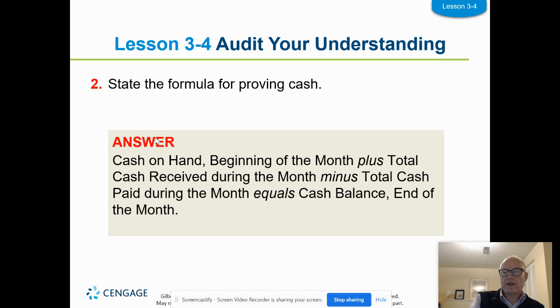State the formula for proving cash. Cash on hand at the beginning of the month plus total cash received during the month minus total cash paid during the month equals our cash balance. What we started with, what we added, what we subtracted, our new balance at the end should match what we have on our check stub. And theoretically, what we have in the bank. We'll talk about journalizing bank entries where they might charge us a service fee or something like that.